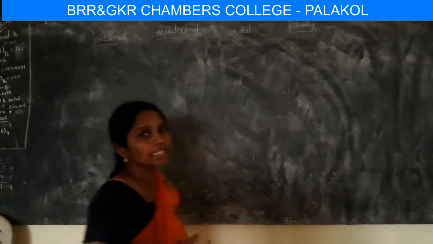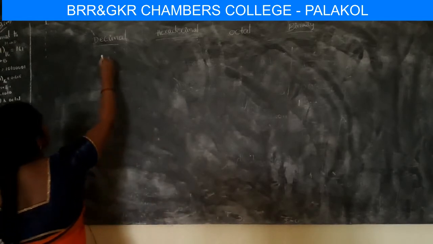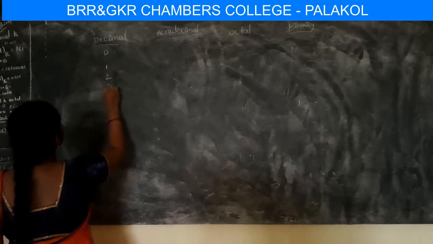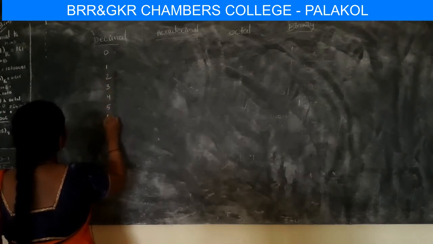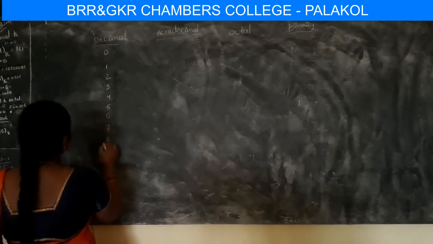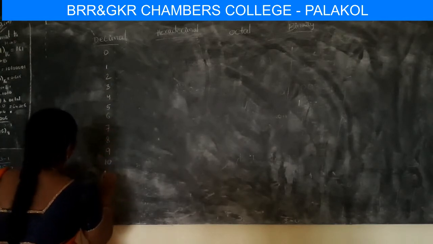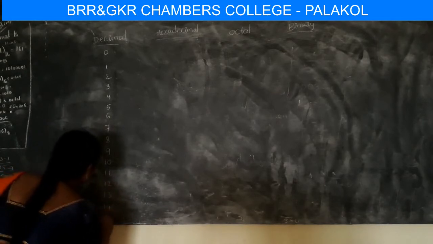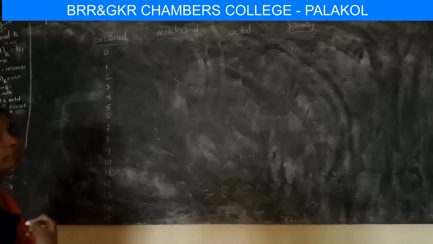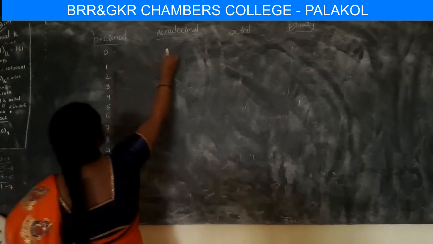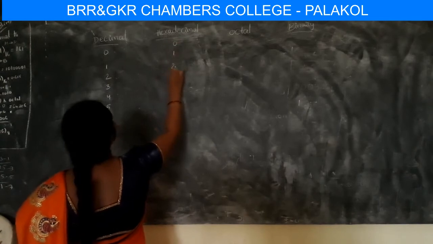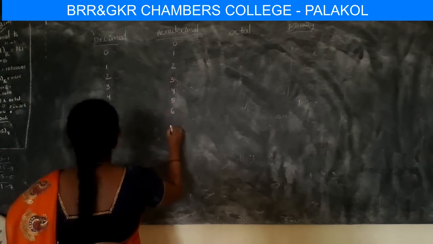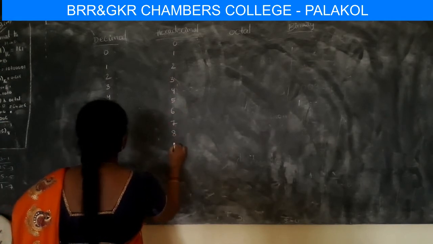Okay. Here I consider 4 inputs. So that is from 0, 1, 2, 3, 4, 5, 6, 7, 8, 9, 10, 11, 12, 13, 14 and 15. So hexadecimal values are from 0, 1, 2, 3, 4, 5, 6, 7, 8, 9.